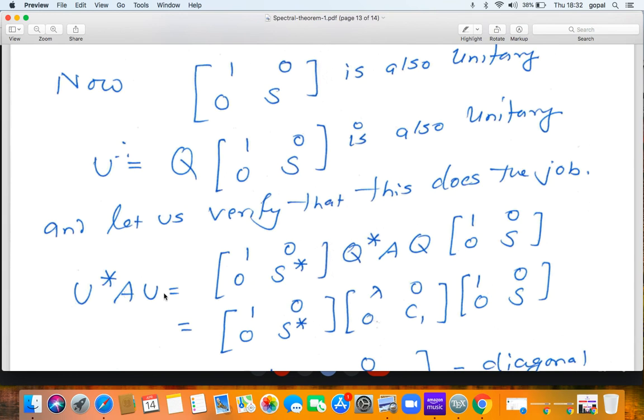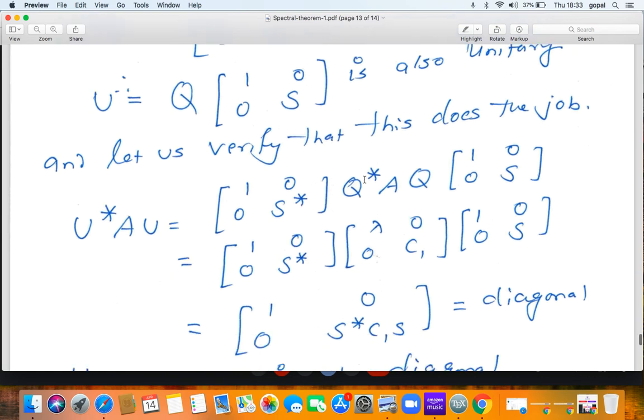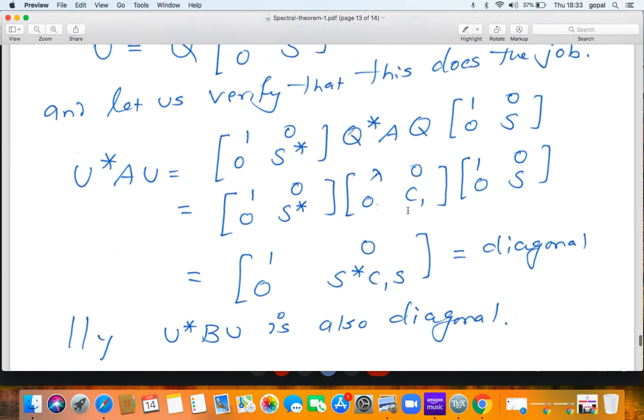U star AU. What is U star AU? It'll be 1, 0, 0, S star, Q star. Remember, when I take the star, I have to reverse the order of the multiplication. So it'll be 1, 0, 0, S star, and the Q star will appear on the right hand side. And then there's A, and then there's Q, and then there's 1, 0, 0, S. But the middle one, Q star AQ, what is Q star AQ? Lambda, 0, 0, C1. So you've got these three block matrices. Do the matrix multiplication, and when you do the product, you're going to get lambda.